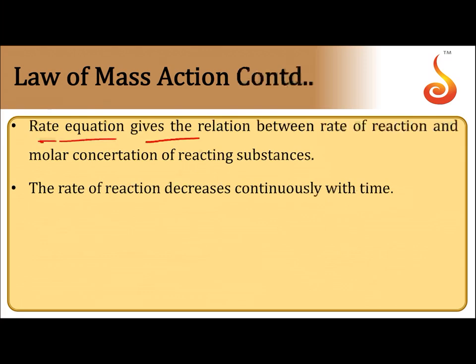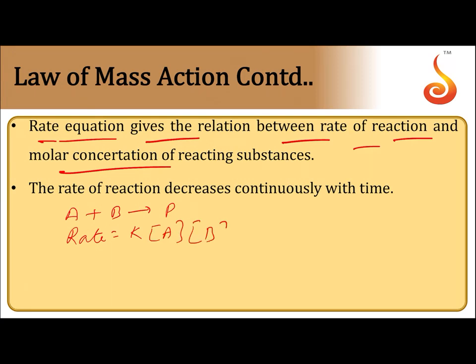The rate equation gives the relation between the rate of reaction and the molar concentration of reacting substances. You can also call it the rate law. For example, when you take a reaction like A plus B giving rise to some products P, the rate is equal to rate constant K into concentration of A into concentration of B. This relation is called the rate equation, also called the rate law, which gives the relation between the rate of reaction and the concentration of reacting substances.